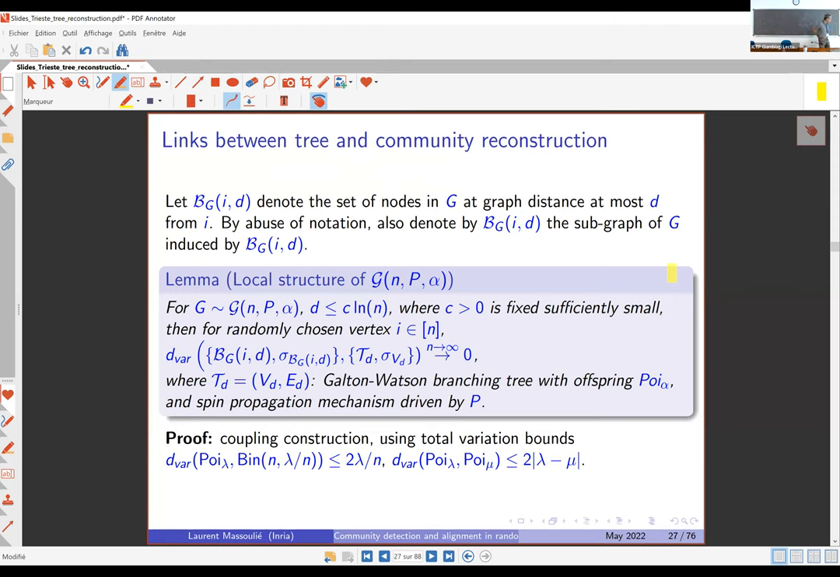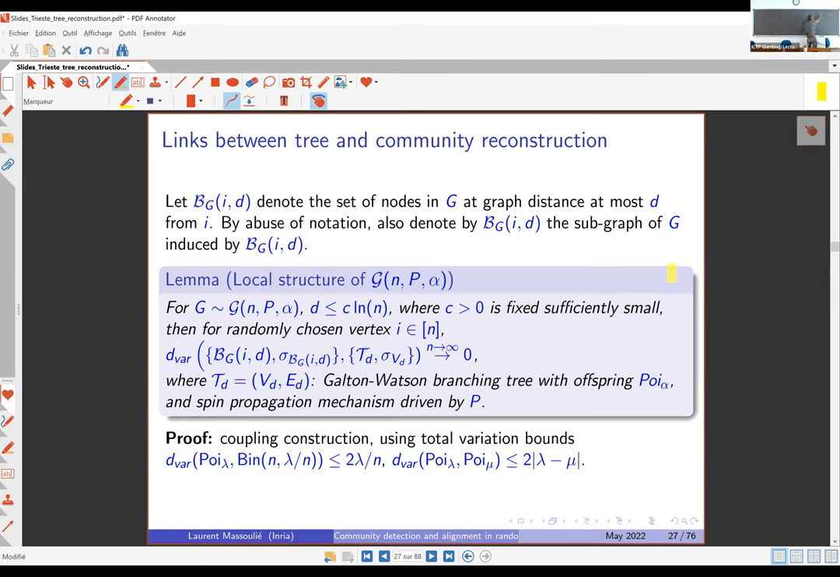So there's this result about the local structure in this random graph. You can pick a node I in the random graph. Okay, it has a spin sigma I. And then you can look at its neighbors, and you can carry on. You can, in fact, look at the ball in the graph distance around I, to distance d.